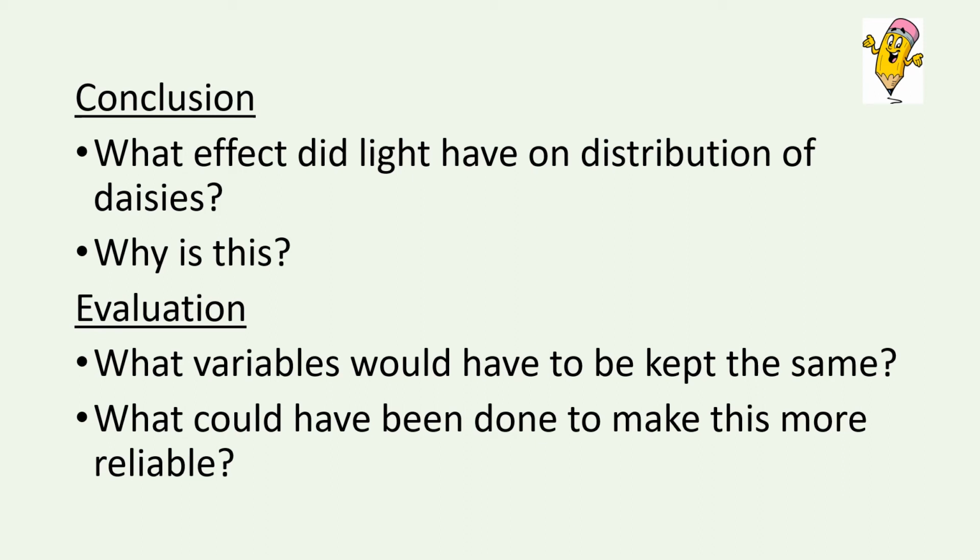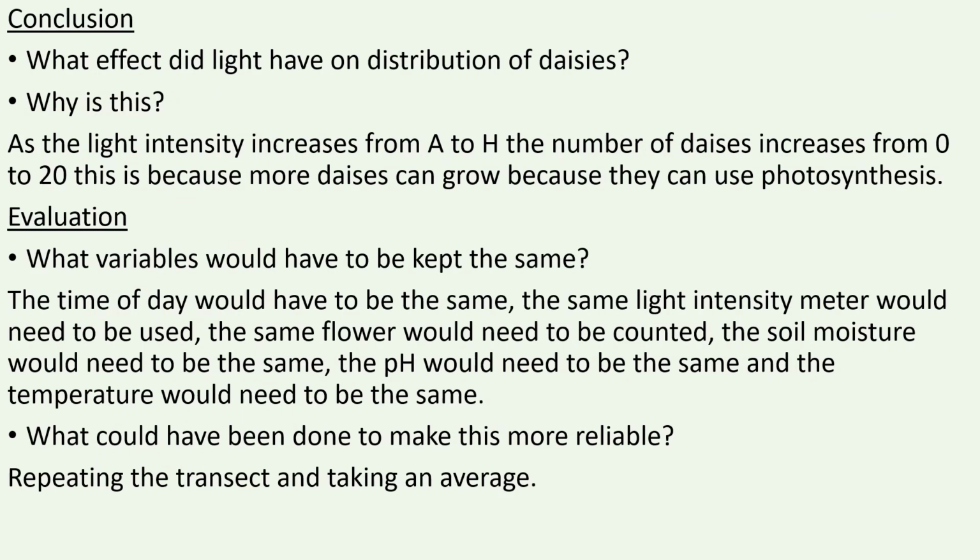result more reliable? So the answer to this would be that as the light intensity increases from A to H, the number of daisies increases from 0 to 20. This is because more daisies can grow because they can photosynthesize.